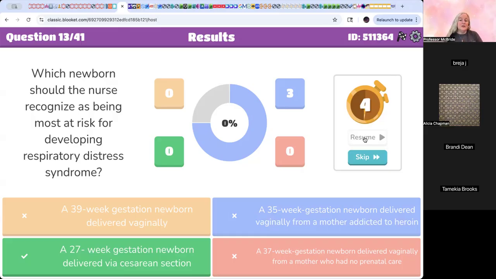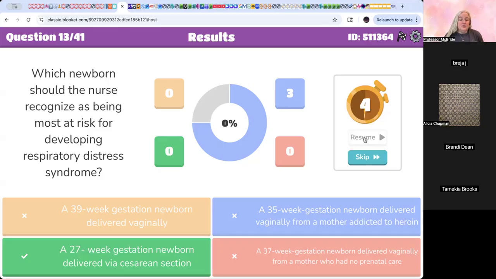Can it be caused by prematurity? Bridget, what did you say? I was going to say maybe a big baby. Macrosomia baby, right? And Tamika, what did you say? Premature babies? Prematurity? Preterm? So it's really going to be more something that we see with your preterm babies.